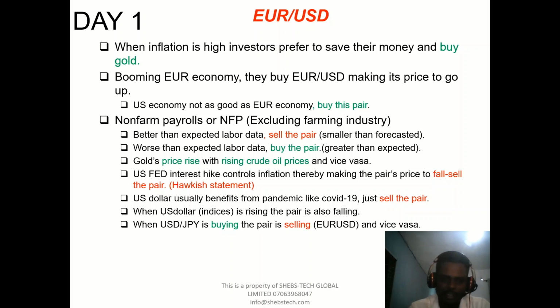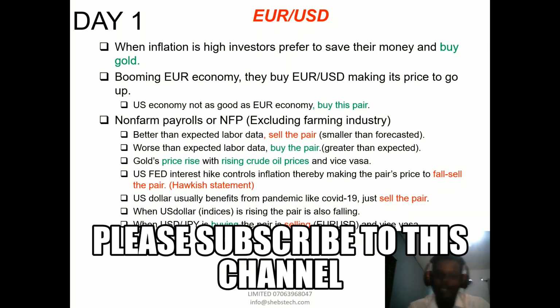What I mean is this: if the value of the actual is greater in number than the forecast, then you need to sell this pair. For example, if the unemployment forecast was 5,000 and the actual is now 7,000 or even 6,000, which means there is more unemployment, so you need to sell this pair. But if it's less, okay, this is how you know.